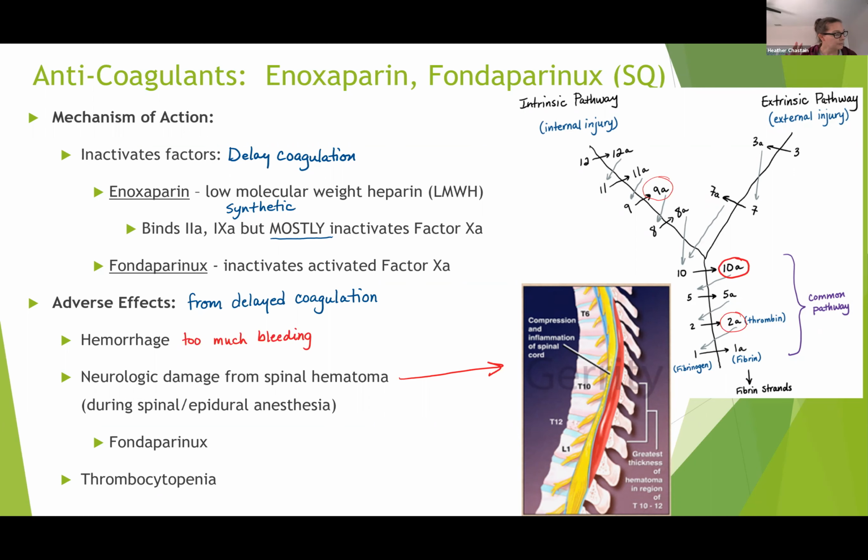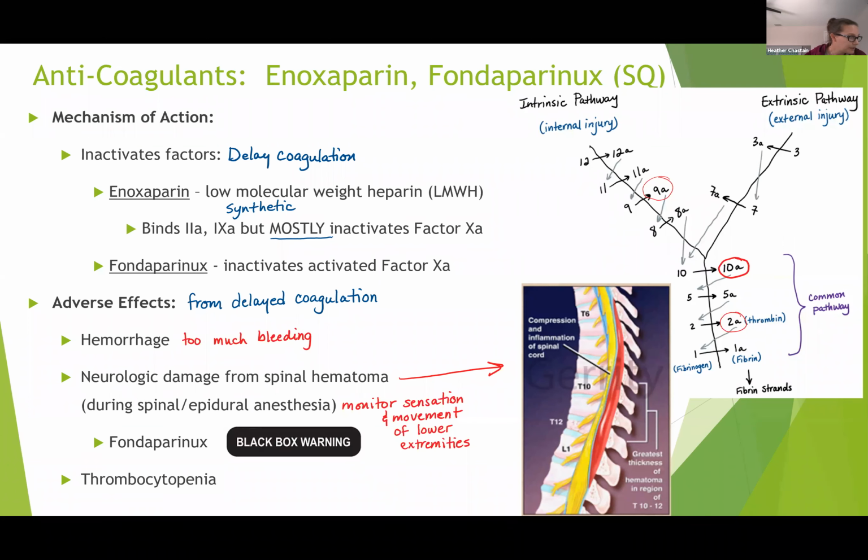So during a spinal or epidural anesthesia, we need to make sure we monitor sensation and movement of the lower extremities, to make sure that a hematoma isn't potentially happening. Fondaparinux has a black box warning because of its high potential to cause spinal hematomas due to epidural catheters, so you cannot use it. Okay, so really, really super important about that.